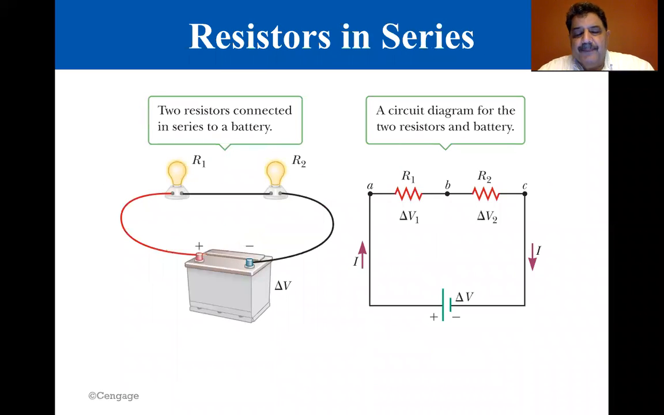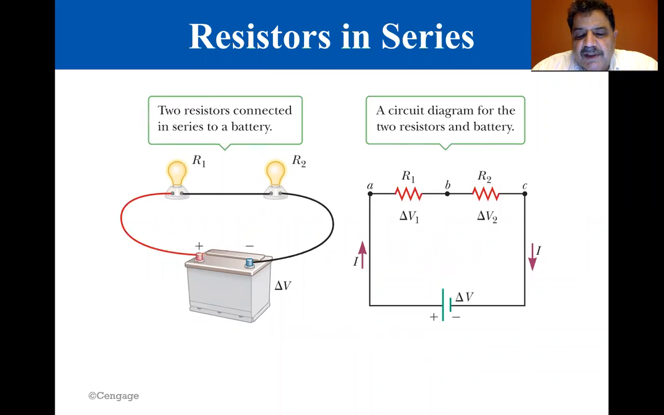When two or more resistors are connected end to end, as in the figure on the left, we say they are in series. You've already seen capacitors in series and capacitors in parallel. Now we're going to be discussing resistors in series. The resistors could be simple devices, for example, light bulbs or heating elements, or the little resistors that you use in the lab.